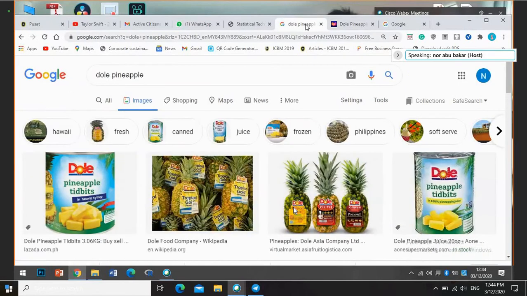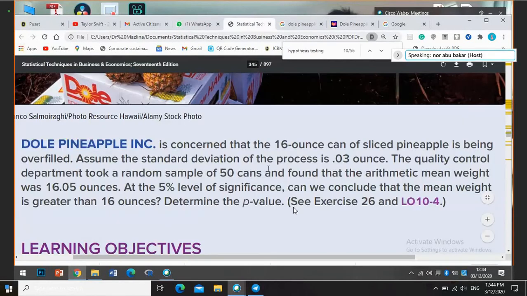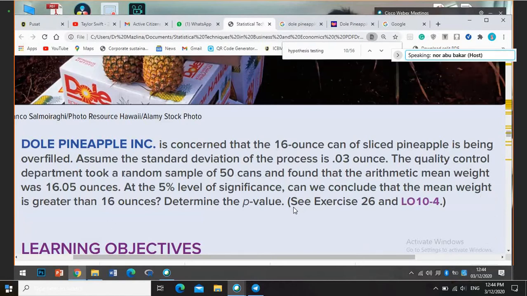So in this example, it says that, okay, from a random sample of 50 cans, it is found that the mean weight was 16.05 ounces. So supposedly your can should contain 16 ounce only. But now, nampak tak ni terlebih ni? Okay?